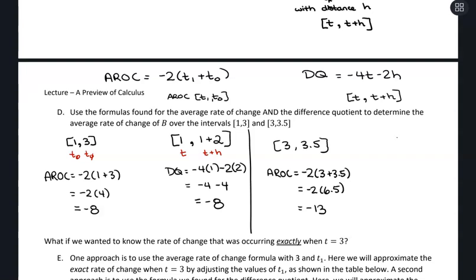And then if I want to use the difference quotient, I would think of this as 3 and 3 plus 0.5. So now I can see h is equal to 0.5 and t is equal to 3. So I would have, for my difference quotient, -4 times t of 3 minus 2 times h of 0.5. So -12 minus 1, so a -13.